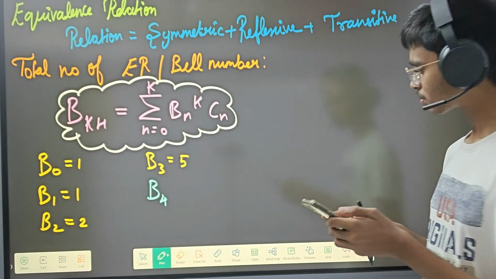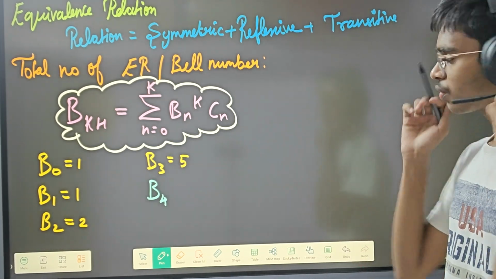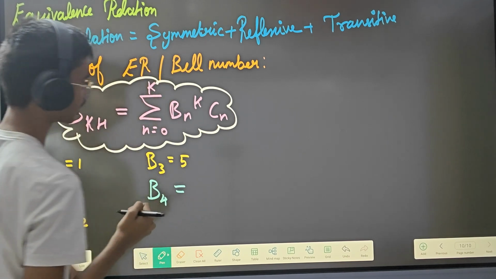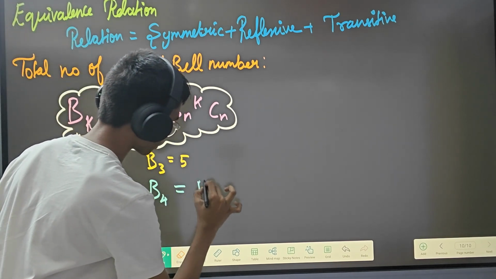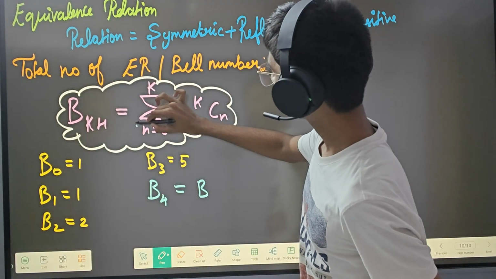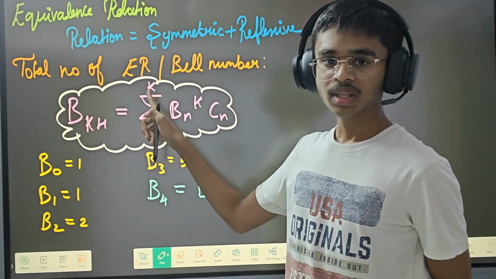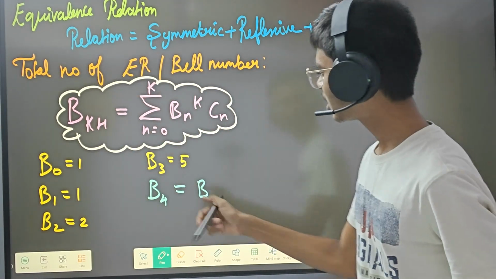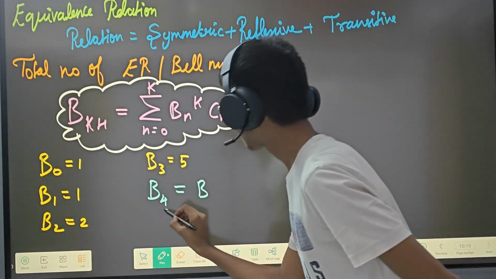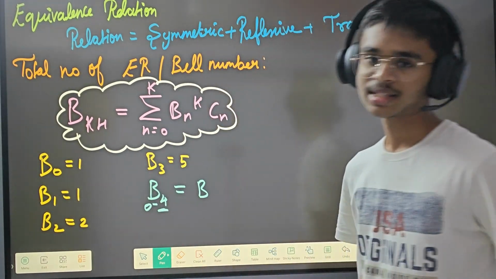Now how are we going to do it? You have to apply this formula. First you write B. Always start from the lower limit and then go to the upper limit. In this formula the upper limit is k, and here k is 4. So the upper limit is 4 and the lower limit is 0.